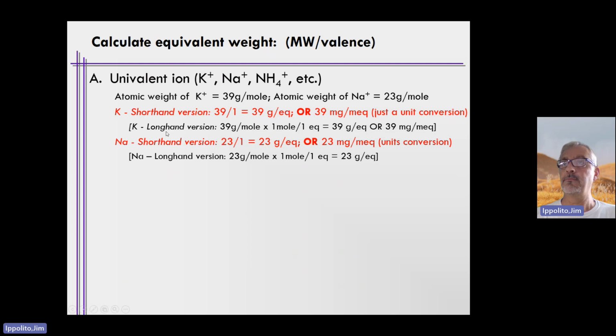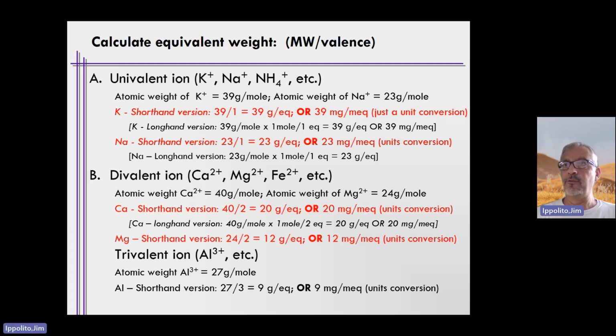Here's the longhand version, if you want it. If you want to write this down, you can pause this slide right now, or you can pause it at the end. Here's sodium, the shorthand version. The atomic weight of sodium is 23. The valence is 1. So the equivalent weight is 23 grams per equivalent or 23 milligrams per milliequivalent. These are the units we need. There's the longhand version. You do the same exact thing for +2 or divalent cations and +3 or trivalent cations.